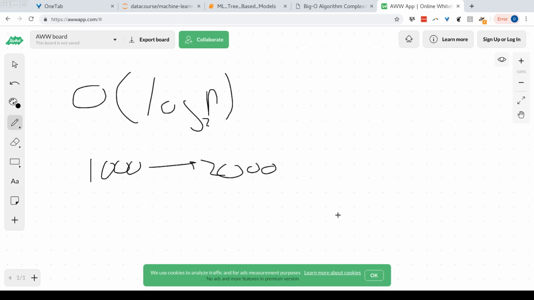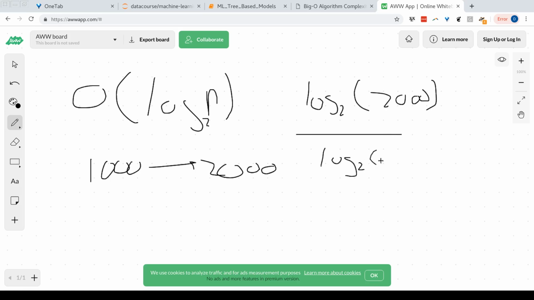Now remember that when we increase our training set size, our model will tend to grow, will tend to be bigger. Our tree will be bigger. And if our tree is bigger, then there are more questions we must answer to make a prediction for an observation. If we look at the time complexity, we can just do a ratio. We can say, what is the ratio of log of 2,000 over log base 2 of 1,000.